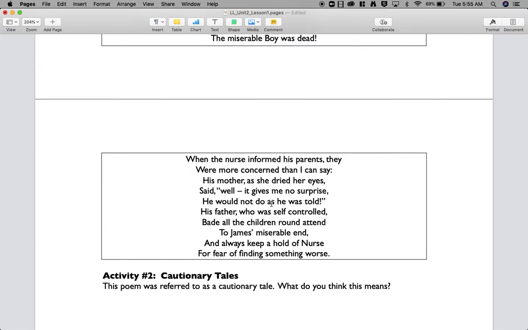He would not do as he was told." His father was self-controlled, bade all the children round attend to James's miserable end, and always keep a hold of nurse, for fear of finding something worse."